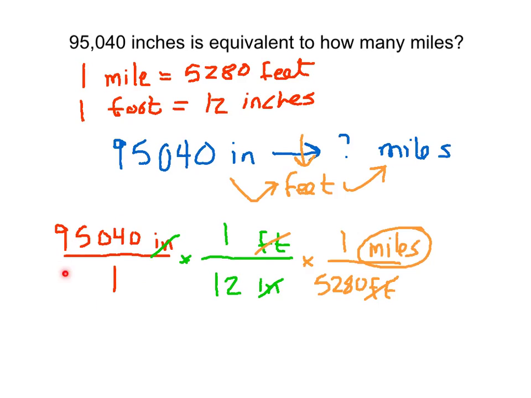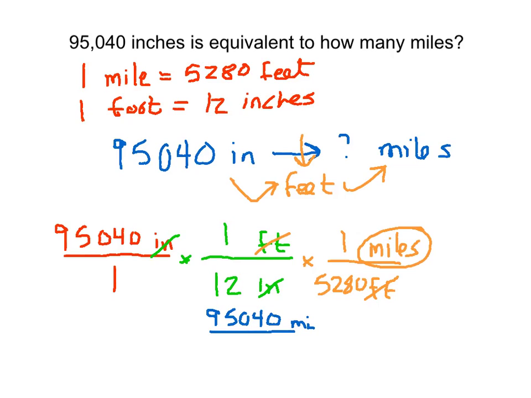And I'm starting with 95,040 inches, and by multiplying by these conversion factors, although they're changing the units, it's not changing the values, because they are equivalent to multiplying by 1. The relationship between these conversion factors, numerator and denominators, are equivalent. So now if I were to multiply the numerator, I'm going to have 95,040 times 1 times 1, so that's 95,040. And my unit's going to be miles.